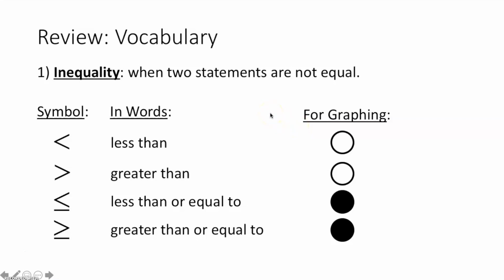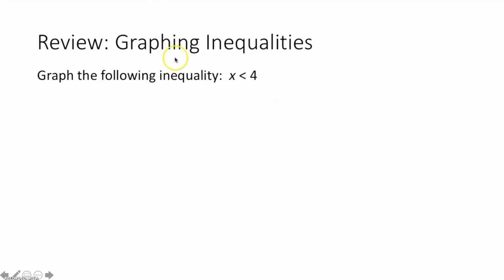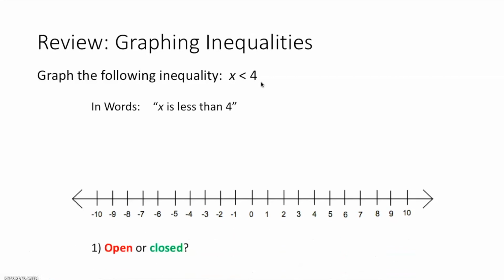than or greater than. Let's also review how to graph inequalities. So we're going to graph the following inequality right here. The first thing I want you to do is say it in words. X is less than 4. That gives you an idea about how we're going to graph it. Next, in order to graph it, the first thing we need to do is decide, are we going to have an open or a closed circle? Well, since there's no equal sign underneath, we know it's going to be an open circle at 4.